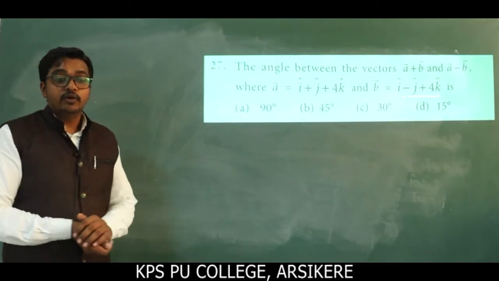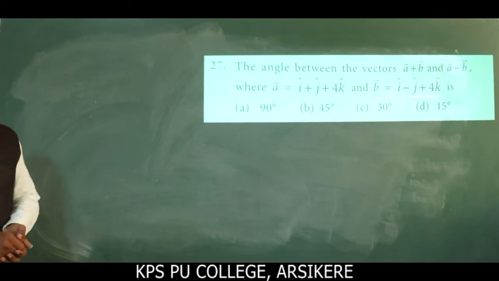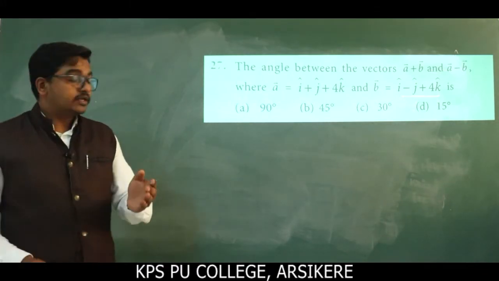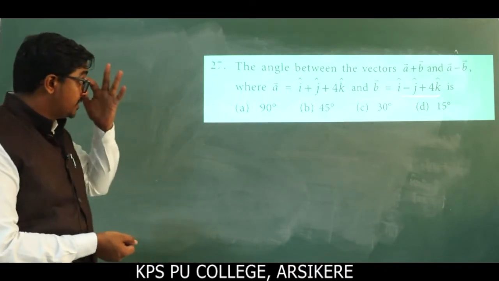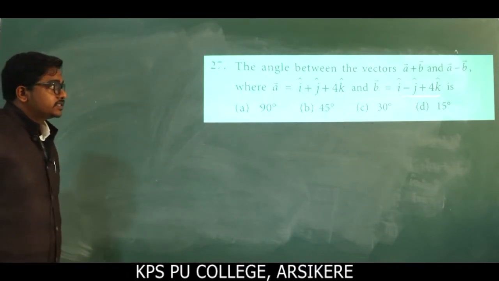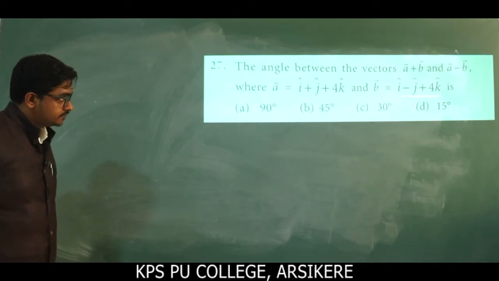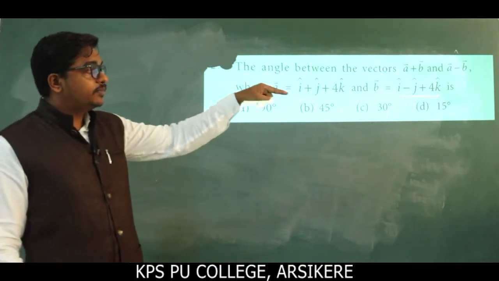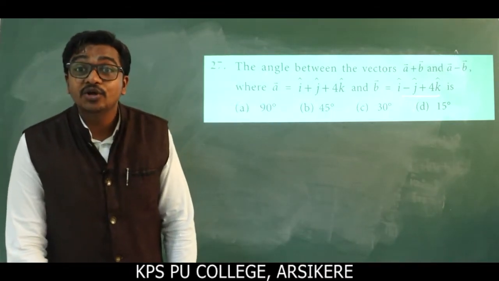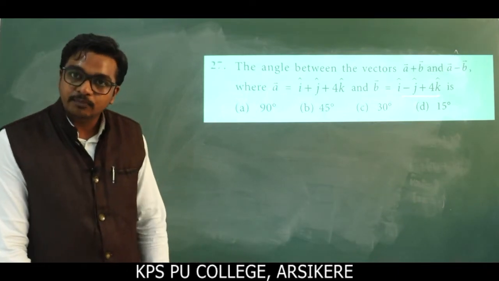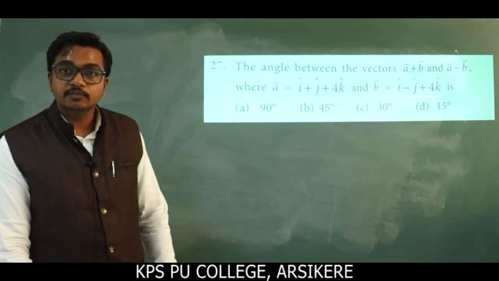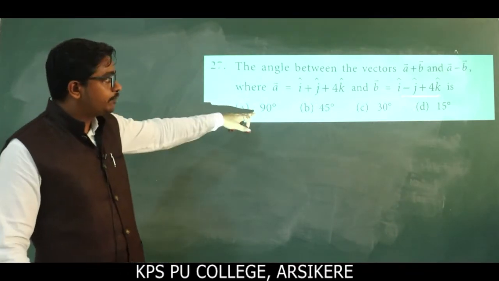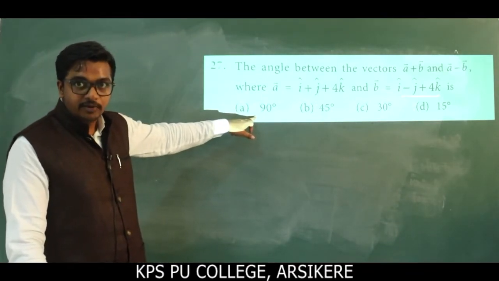The angle between the vectors a plus b and a minus b, where vector a is equal to i plus j plus 4k and vector b is equal to i minus j plus 4k, is? Look, vectors a plus b and a minus b, they are perpendicular to each other. Once they are perpendicular to each other, vector a plus b dot a minus b becomes 0. Here they are perpendicular, the angle becomes 90 degrees.